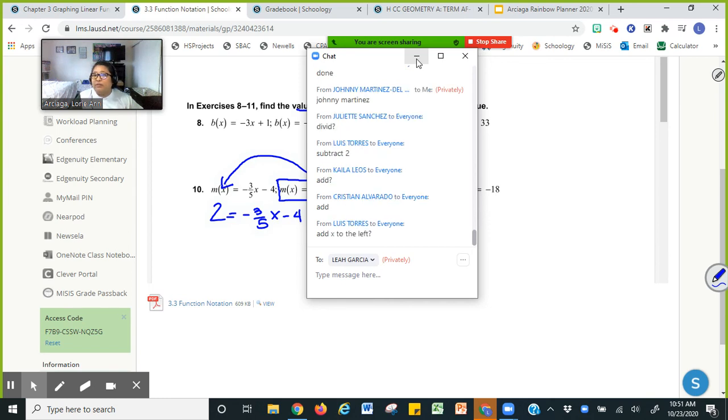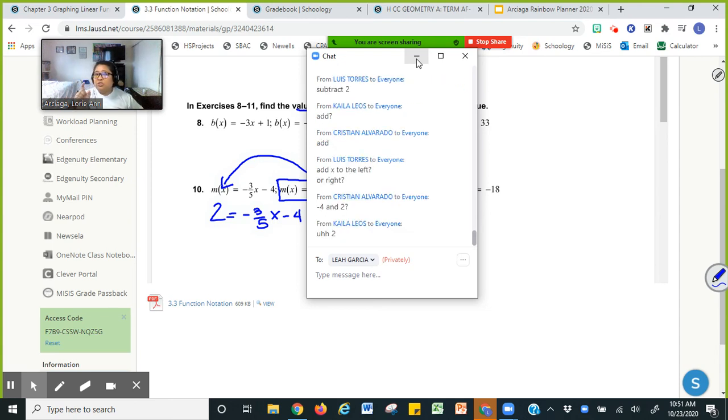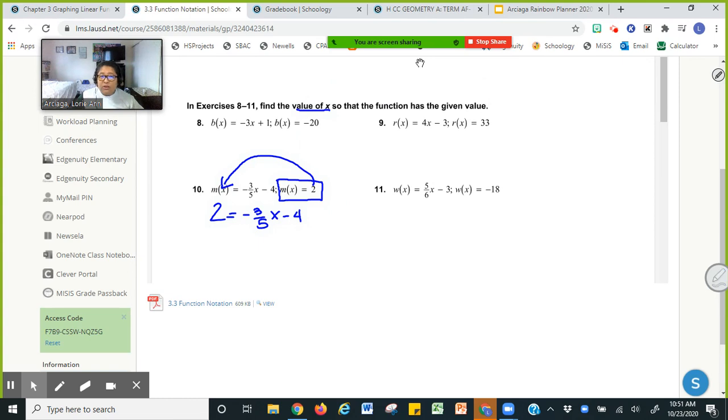Add x to the left. No, don't touch the x. The x is your untouchable. You want to get it by itself. You add 2. Christian said negative 4 and 2. Very good, Christian. You're going to add the 4 so you can get the x by itself.